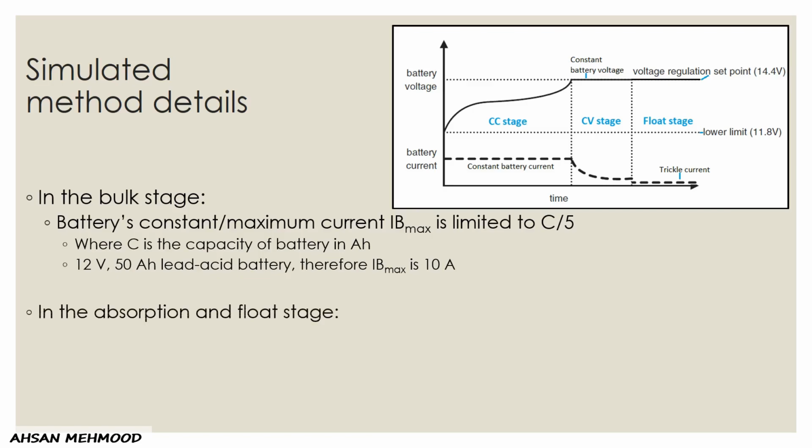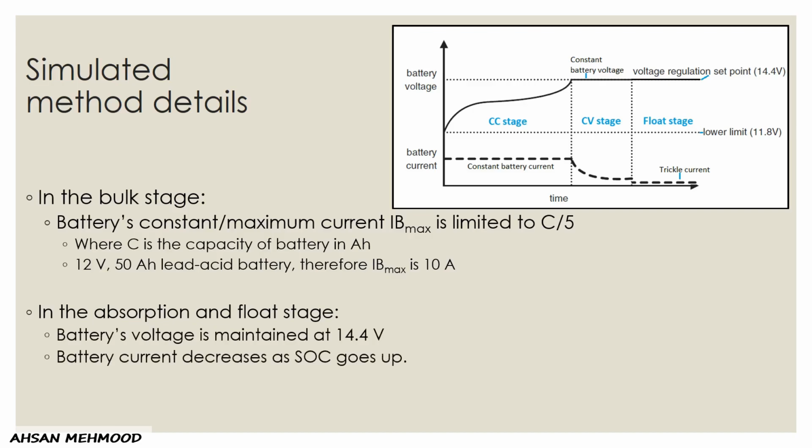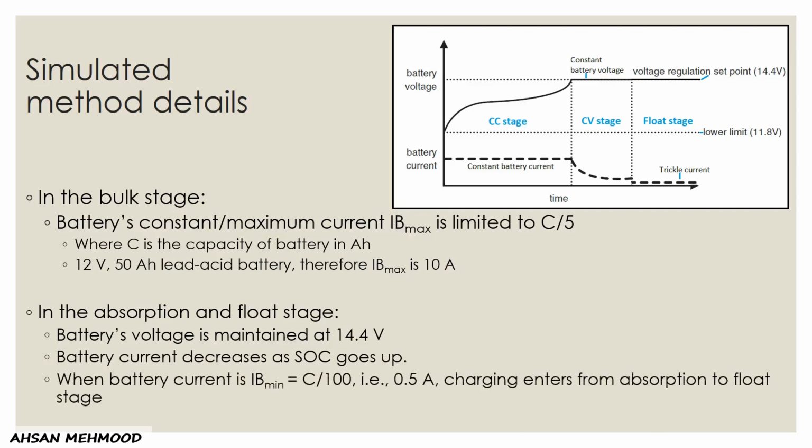In the constant voltage and float stages, battery voltage will be maintained at 14.4 volt as explained previously, while battery current will decrease from 10 ampere towards lower values. When battery current becomes equal to the threshold C by 100, the battery enters from the constant voltage stage to the float stage. This threshold is called minimum battery current, that is IB minimum, and is equal to 0.5 ampere in this simulation. In the float stage, battery current is limited to trickle current, which in this case is considered equal to 0.2 ampere.